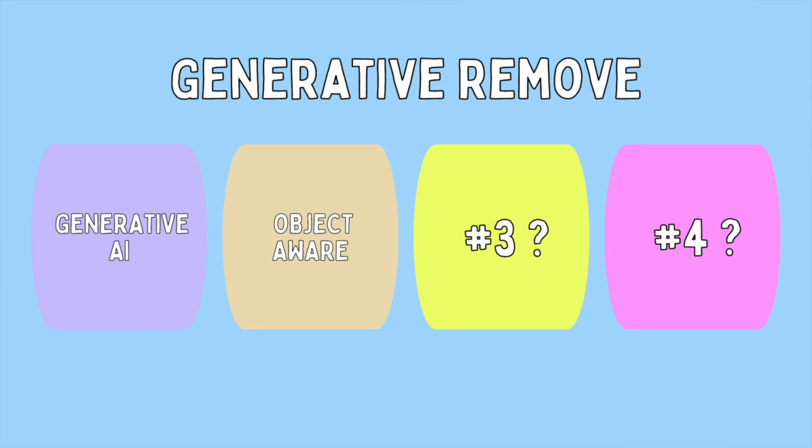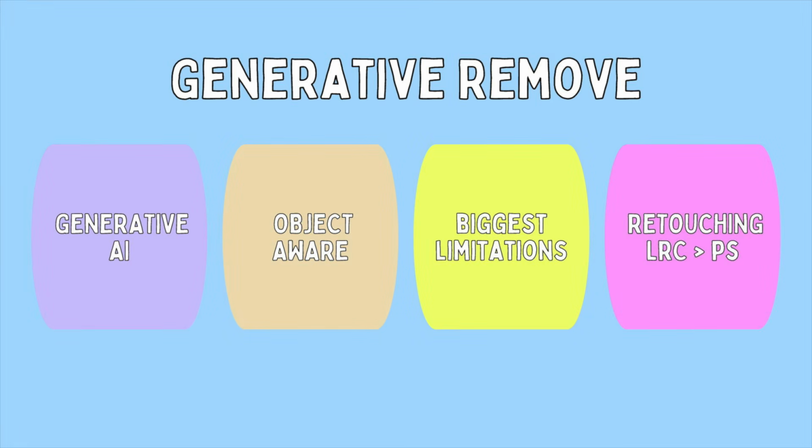Ciao! In this video, I'm going to show you how to remove distractions in Lightroom using the new tools Generative AI and Object Aware. I'm also going to briefly discuss their biggest limitations, and I'm also going to explain why retouching in Lightroom is way better than retouching in Photoshop.